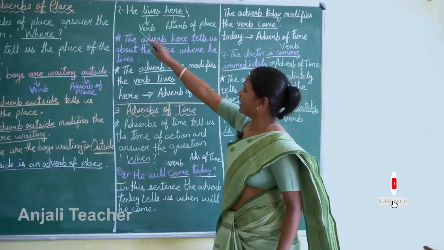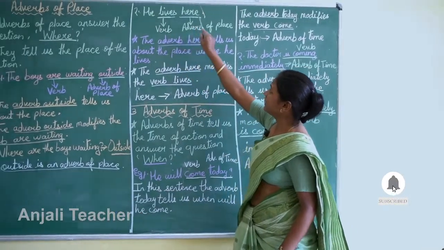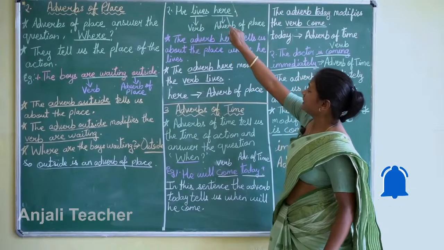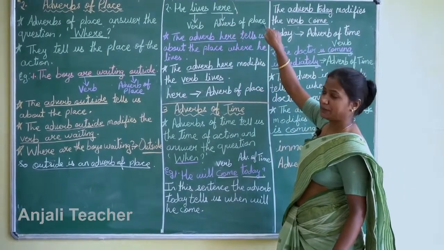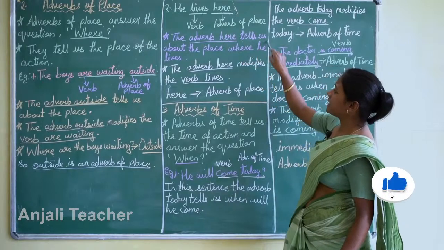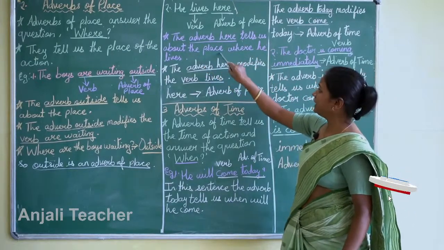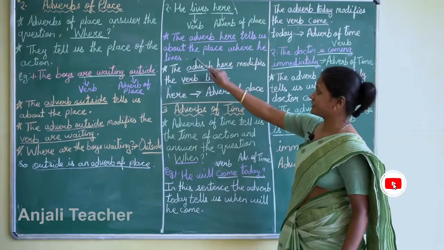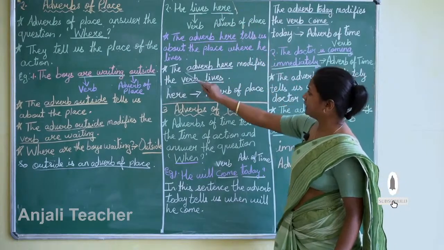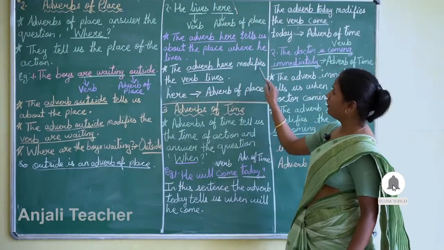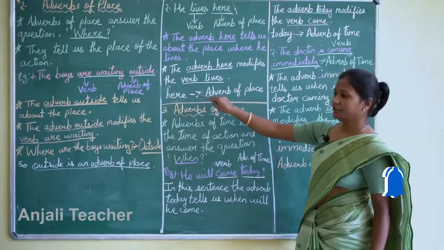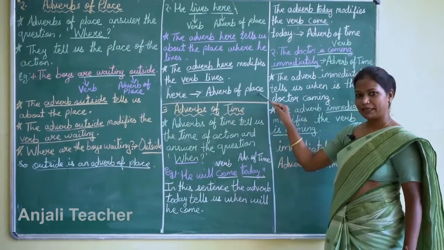See the second one, he lives here. The verb is lives, here is the adverb of place. The adverb here tells us about the place where he lives. Where does he live? He lives here. The adverb here modifies the verb lives. So here is the adverb of place.